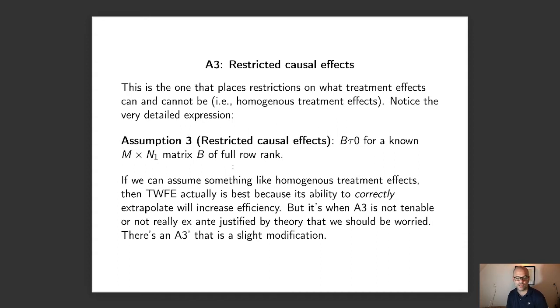So if we can assume something like homogeneous treatment effects, then actually two-way fixed effects is the best thing you can use because it can correctly extrapolate and won't have any effect on inference. But when A3 is not tenable or not really ex-ante justified by theory, then we should be worried. And they're going to have this A3 prime that is a slight modification. But if you think that you have homogeneous treatment effects, you should use two-way fixed effects.